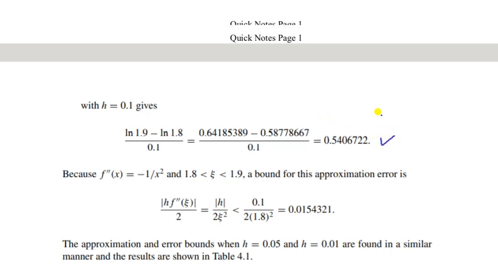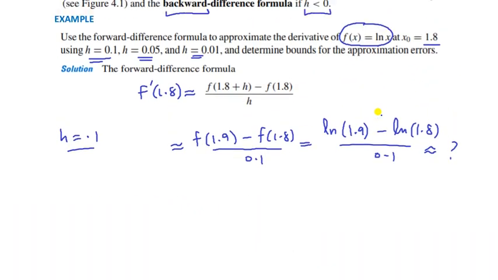But it also says to find the bound in each case as well, and determine the bounds for the approximation errors. We know that the maximum bound is h by 2 times M, right? So h is 0.1, no problem. So that is 0.1 by 2. But what is M here, right? This is the question. What is M? M is the bound on the second derivative.